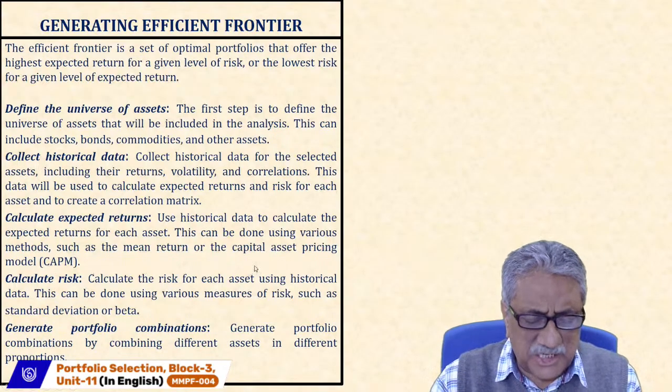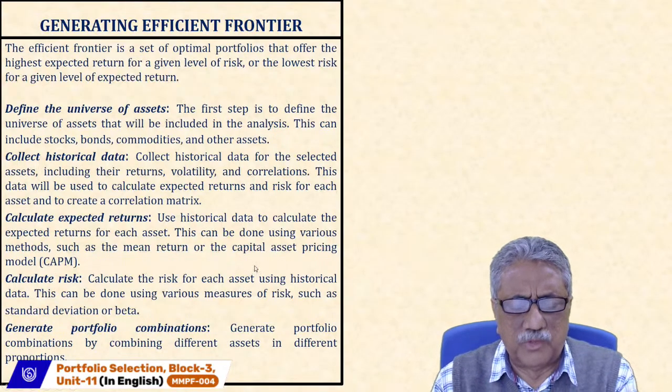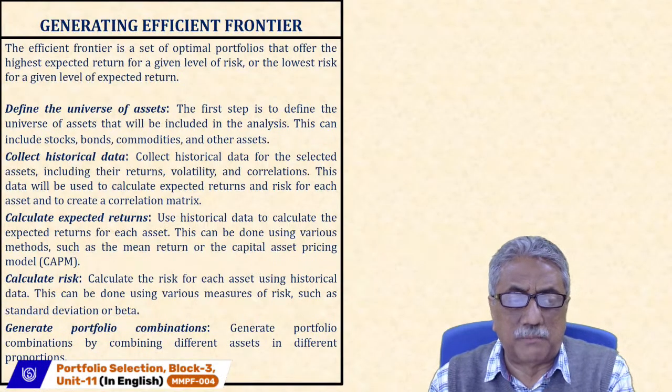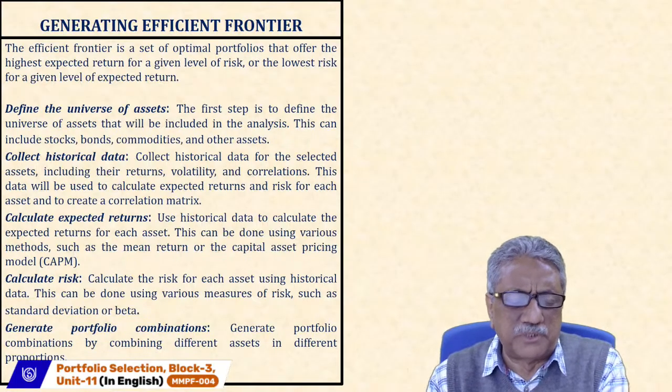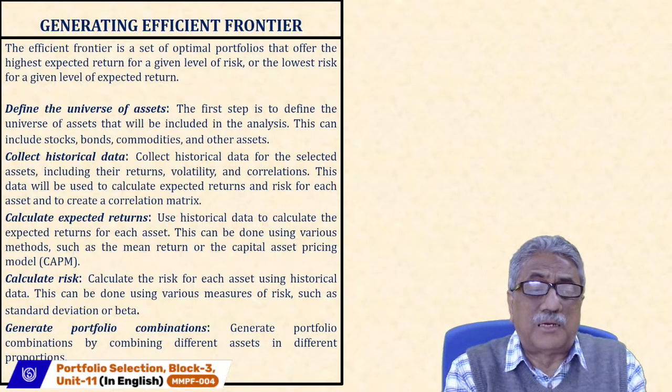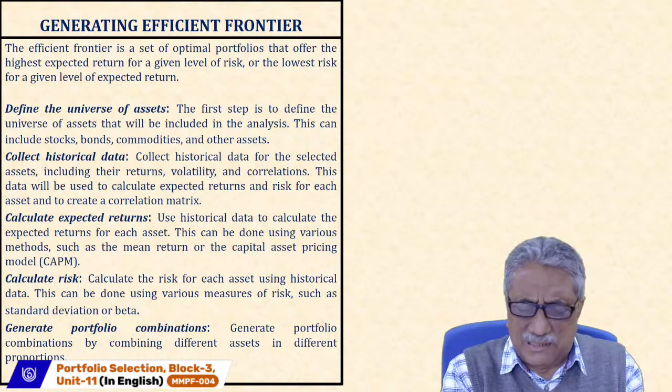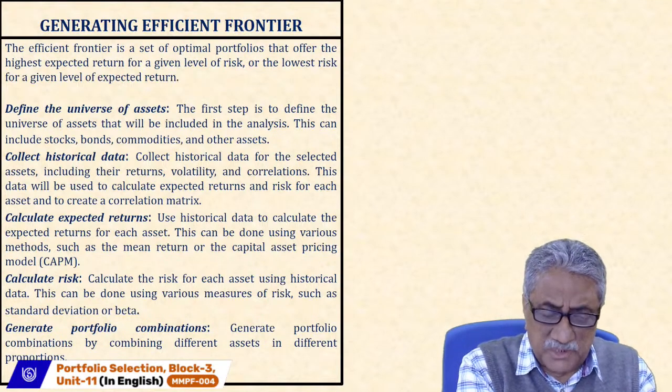Let me go step by step. There is a risk-free return, which is if I put the money in a government bond or bank deposit. If I do it, I get a return of, say, 5%. Now, if I put the money in the market, I should get at least something extra, say 8% or 9%.